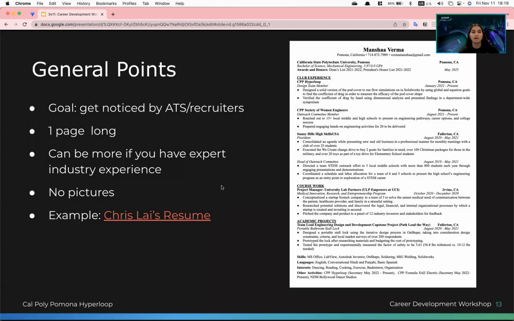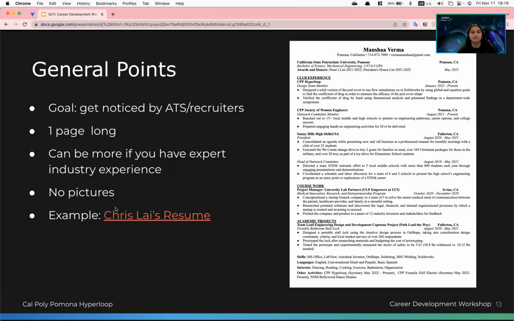Also try to keep it 1 page long, unless maybe you're an expert and you have like 30 years of experience, then you can maybe make it 2 pages. But as students or recent graduates, we should have 1 page long resumes. Also no pictures. We just want to keep it, I would say, neutral. That's why I like the black and white, clean look. It's more optimized for the ATS.